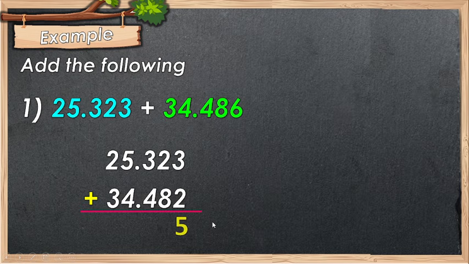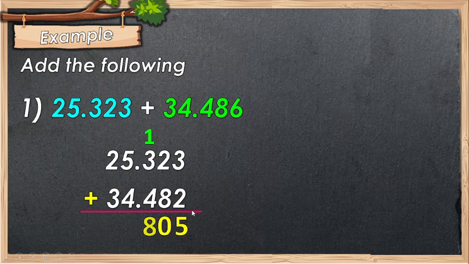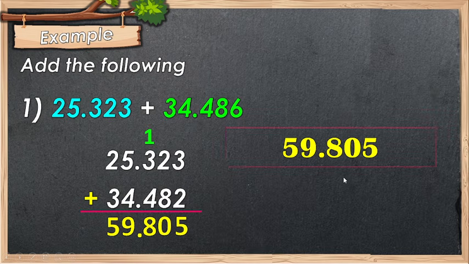2 plus 3, the answer is 5. 8 plus 2, the answer is 10. So we have 0, carry 1. That would be the regroup. Regroup 1. So we have 4 plus 3, 7 plus 1, the answer is 8. Then 4 plus 5, 9. 3 plus 2, 5. Then place your decimal point to make your answer correct. Okay? So the answer is 59 and 805 thousandths.